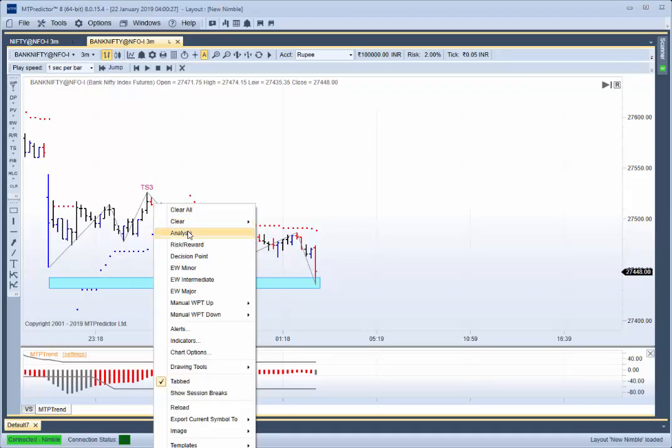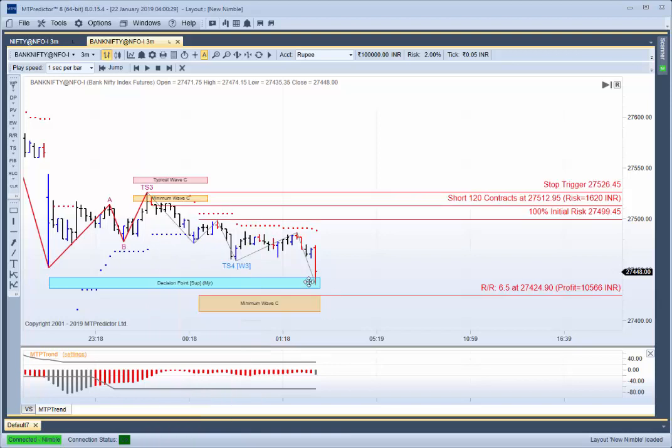And as you can see, as the market came down to this low, the potential profit was in and around 5.5 R, which was really close to your 6.5 R potential profit at the target.